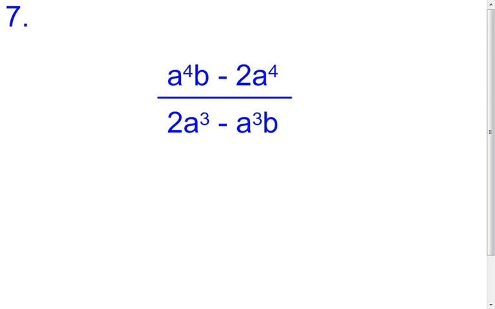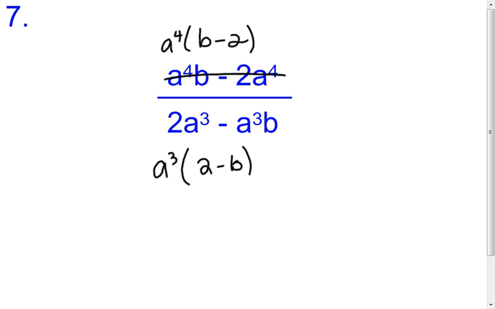All right, a few more here. We are going to, on the top, factor out an a to the 4th, and then you will have b minus 2 on the top. On the bottom, you will have a to the 3rd that you can pull out, and then you will have 2 minus b. Okay?